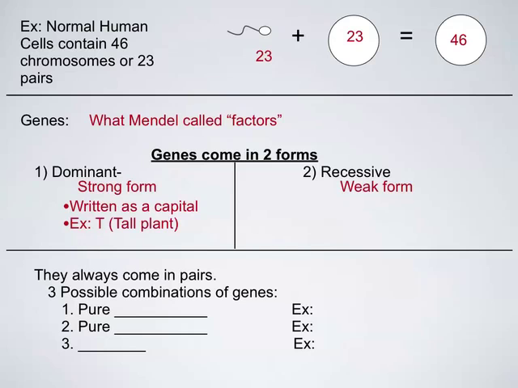So, for example, pea plants can be either tall or short. Tall is the dominant form. So when we indicate the gene for a tall pea plant, we use a capital T. Short is the recessive version. So what letter do you think we're going to use to indicate the short gene? No. We use the same letter we used for the dominant version, but we use the lowercase version. So lowercase t would be the gene for short.